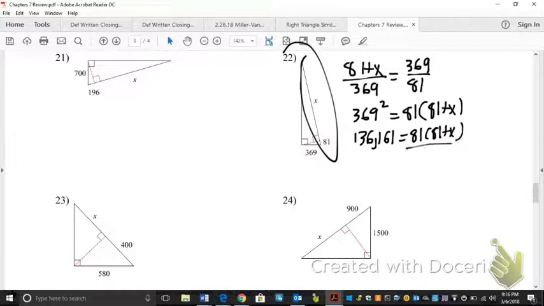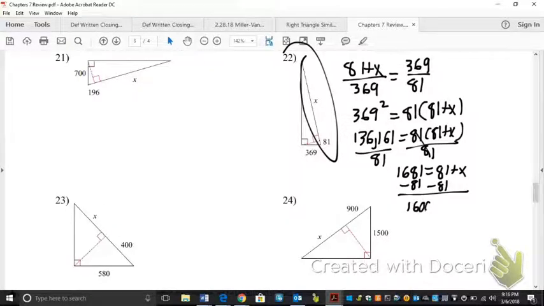Again, I'm going to divide both sides by 81. I am using my calculator now. I cannot do this in my head. So I get 1,681 equals 81 plus x. Subtract 81 from both sides. And I get 1,600 equals x.